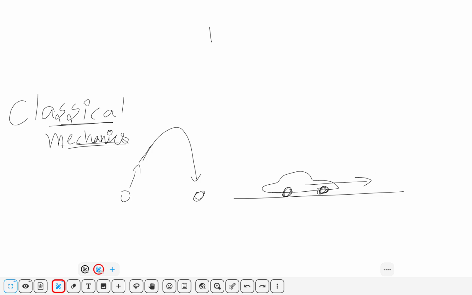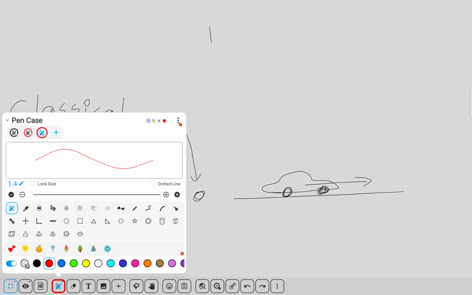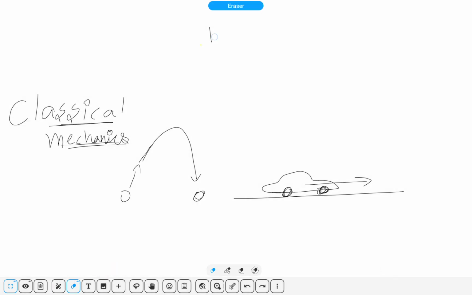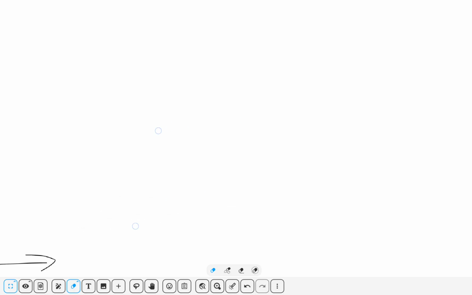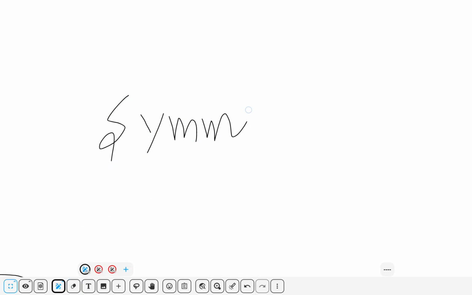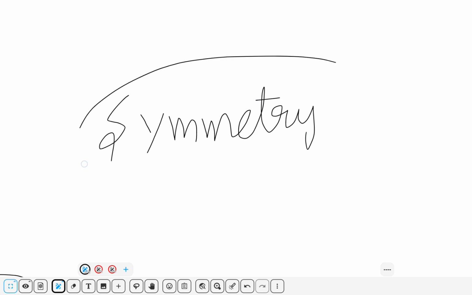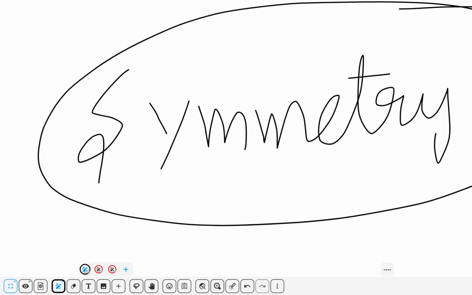So today in classical mechanics, more specifically, I want to talk about this thing called symmetry. This thing actually fascinates me. I feel good when I talk about this topic, symmetry.